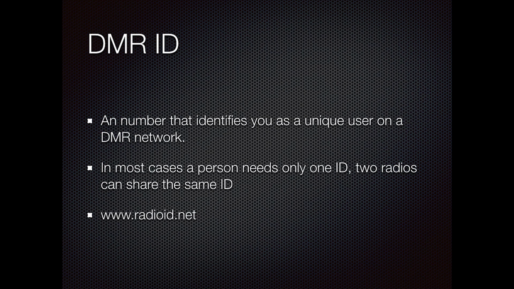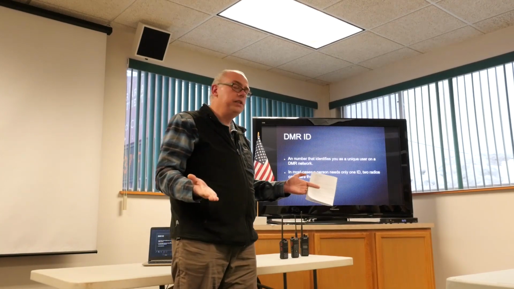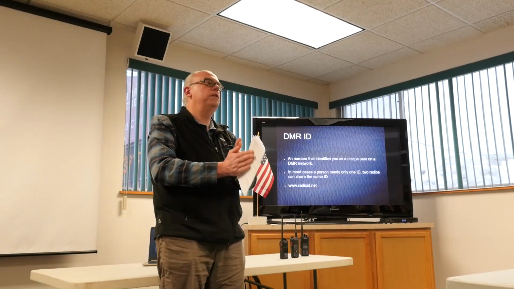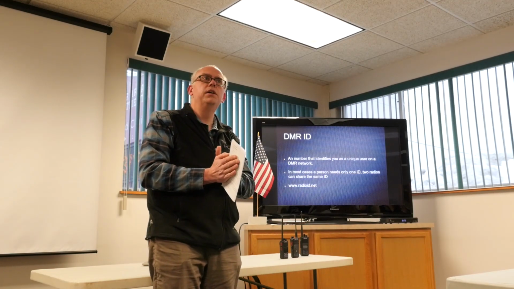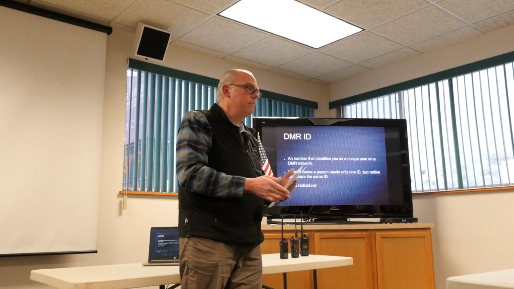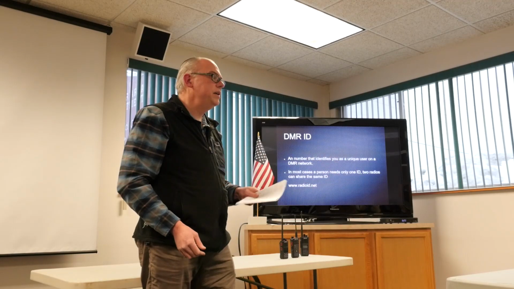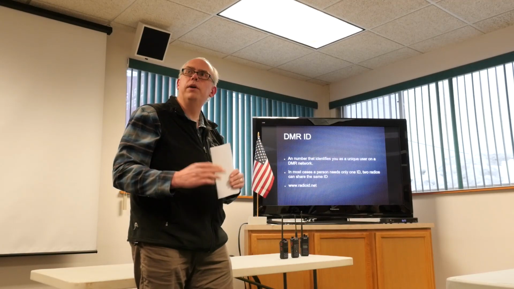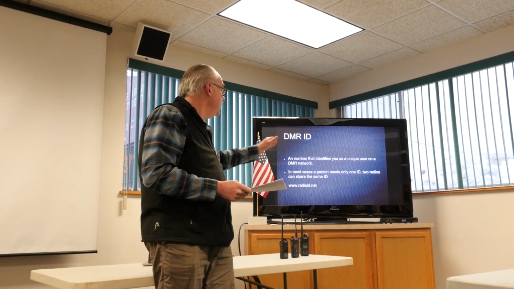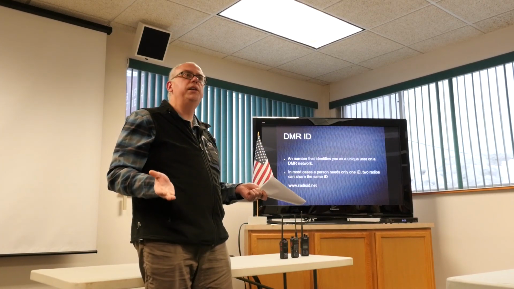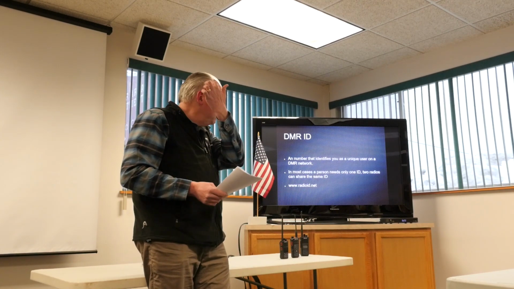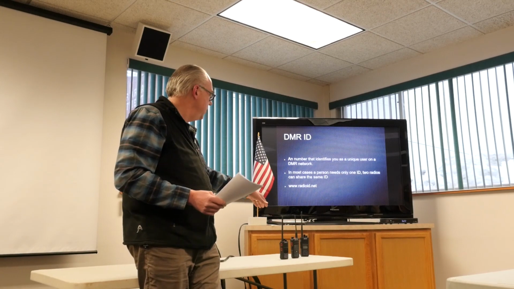With System Fusion, when you first get your radio, what's the first thing you do? You plug in your call sign, and then that identifies your radio as a particular device. And I think you do the same thing with D-Star. I'm more familiar with Fusion. You have to register it, and you get your ID number. Well, you do the same thing with DMR. You register your call sign, so you get an ID number. Now in most cases the person only needs one ID. So if you've got multiple radios, they all can have that same DMR ID associated with it.